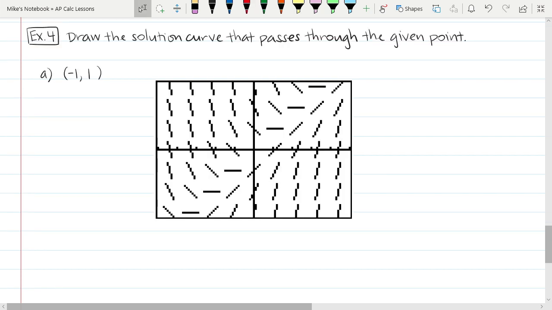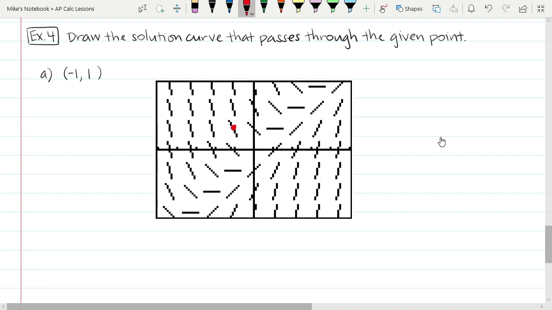Okay, and finally, the last type of thing you're going to be asked to do is, if you already have a given slope field, you're going to be asked to draw a solution curve in the slope field that passes through a given point. So in this case, we have this slope field that you see in front, and we're talking about the point -1, 1. So the first thing you're going to want to do is plot that point. So -1, 1 is right here. Now, that point in this particular example happens to land on one of the segments. That won't always happen. Sometimes it may be off of a segment, and that's fine.